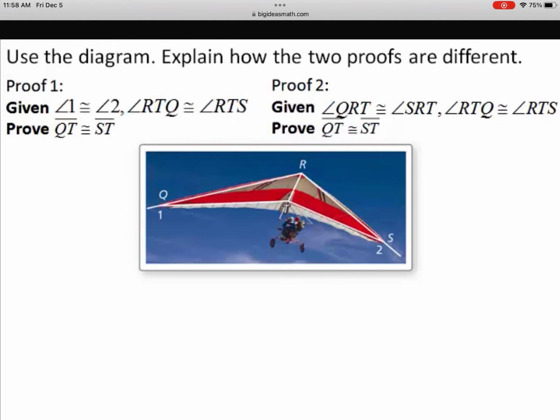Proof 2. Given that angle QRT is congruent to angle SRT, and angle RTQ is congruent to angle RTS, prove that line segment QT is congruent to line segment ST.